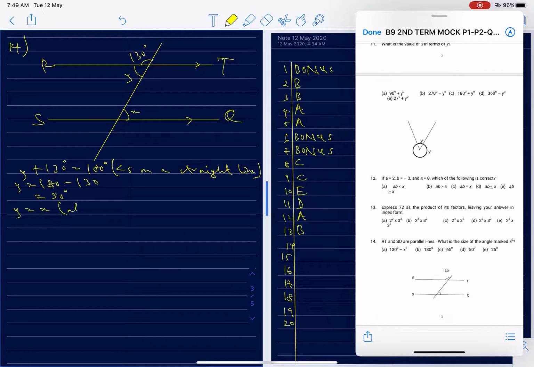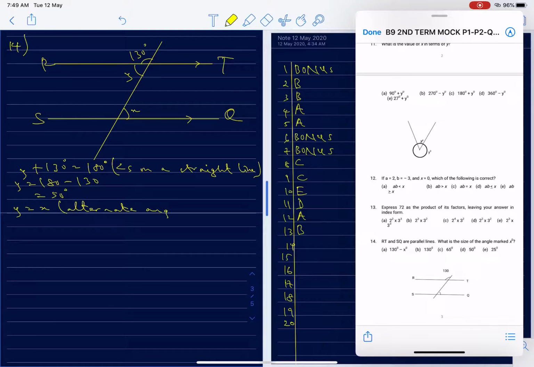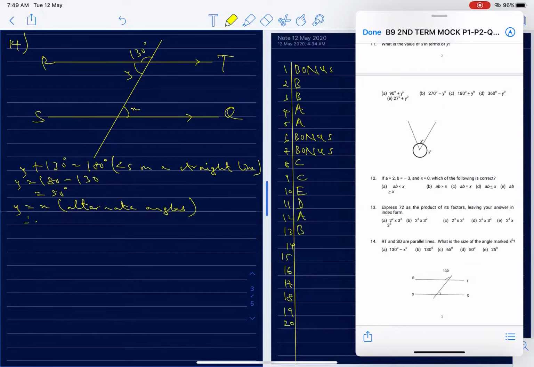What's the reason for that? Alternate angles. Therefore, X is 50 degrees. We already found Y to be 50 degrees. That means X is 50 degrees. And the correct option to that is D. Number 14 is D.